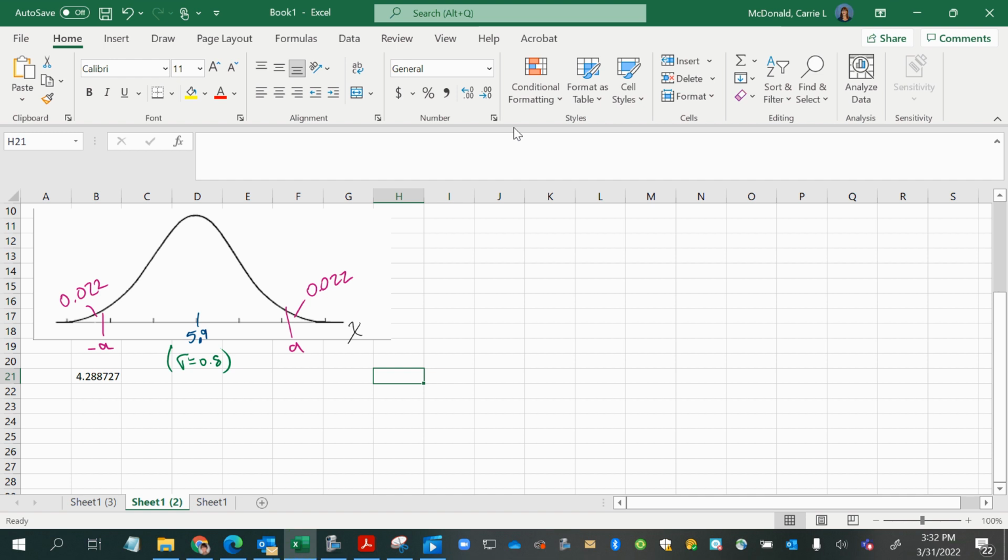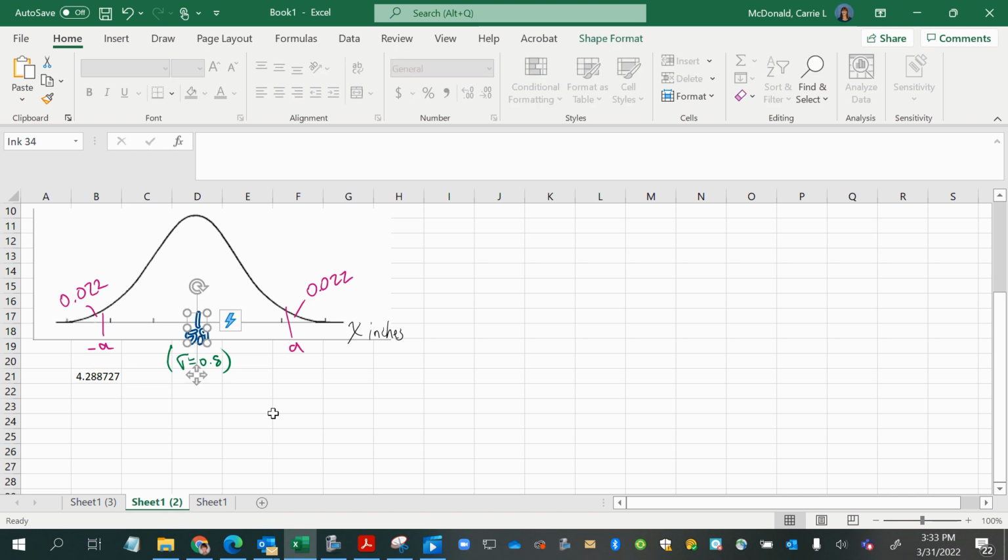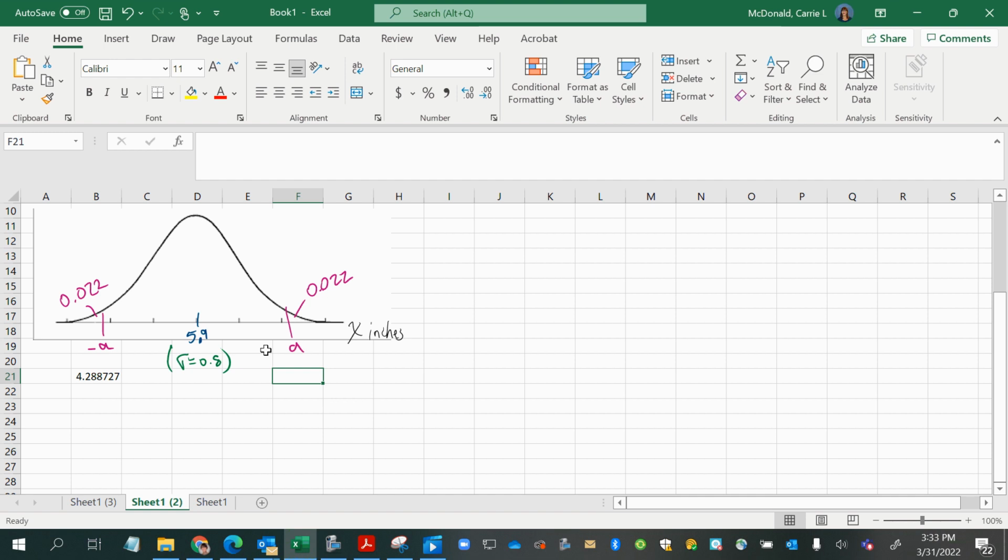specifically in inches, right? So being that they are specifically in inches, I can't just say negative 4.2 and positive 4.2 inches. That would not make any sense, of course. And the number that's over here is going to be greater than 5.9, which is in the center. So how will we know how to get this answer?